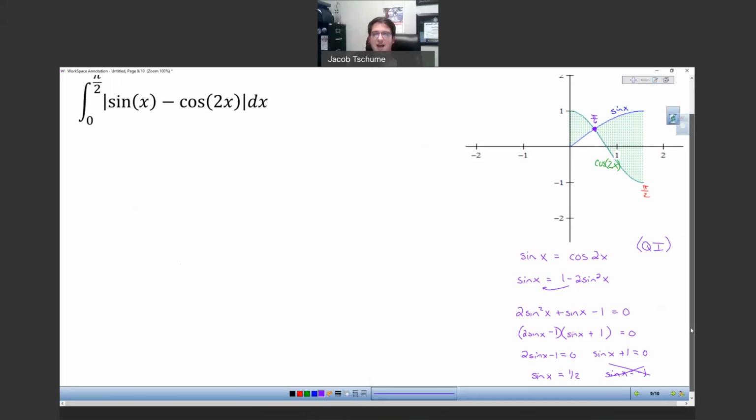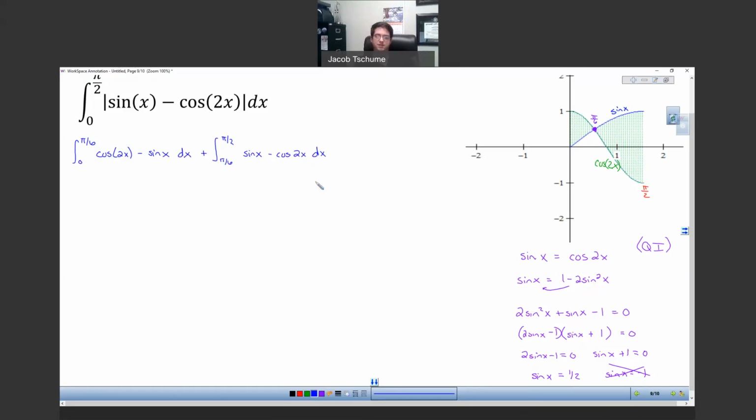So therefore, I can now break up my original integral into its two sections. So this will end up being the integral, we're going to go from 0 to pi over 6. The first section, you've got to do top minus bottom. So that would be the double angle of cosine minus the bottom, which is sine, dx. And then I'm going to add to this the integral from pi over 6, and we're going to stop at pi over 2. And now you flip-flop them, and you now have to do sine of x minus the cosine of 2x dx.